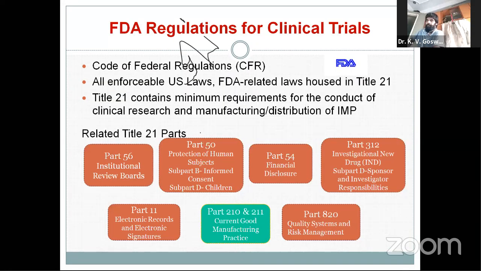So this is like the FDA regulations for clinical trials. Again, I only listed the different regulations that need to be followed. And I'm not getting into the details of what each regulation requires due to lack of time, because that's another webinar, I would say.